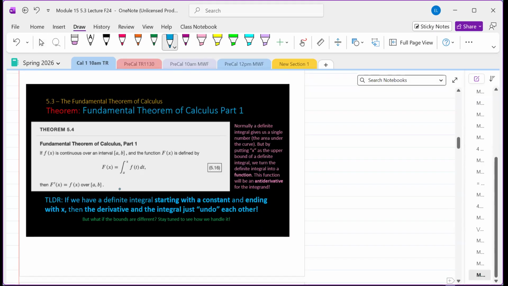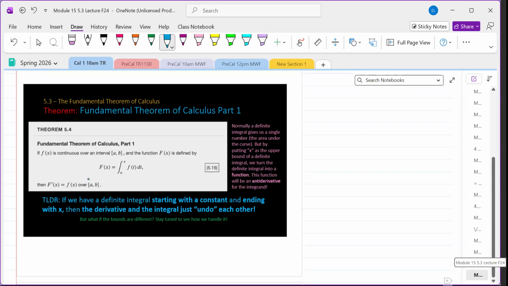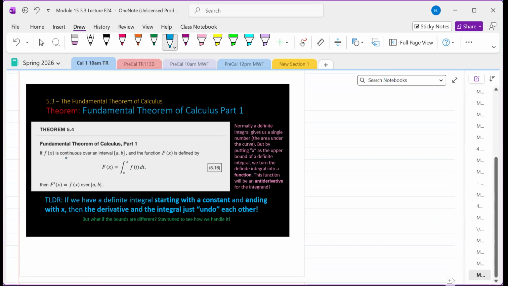So if I have the integral from a to x of some function, not in terms of x, and I want to know what f of x is, then I can take the derivative of both sides of this, and the derivative of the integral ends up being f of x.